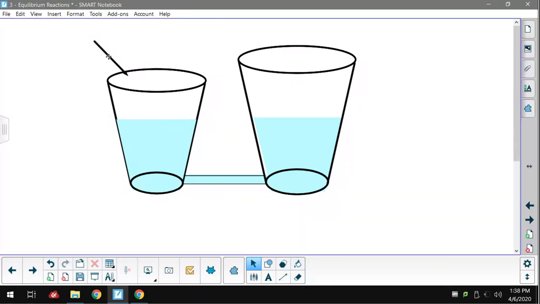As you add more water here, the water is going to flow from the left side, over through the pipe, to the right side. So it favors the forward reaction. Similarly, if we were to take water out of the right side, again, water would flow from the left into the right to make up that difference. That is the stress applied to the equilibrium, and it would favor the forward direction. And the same happens in the opposite direction as well.